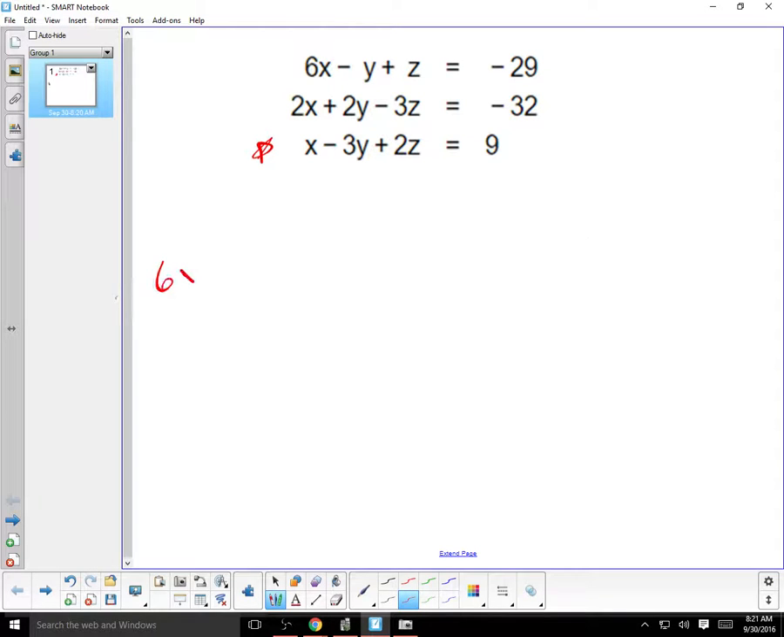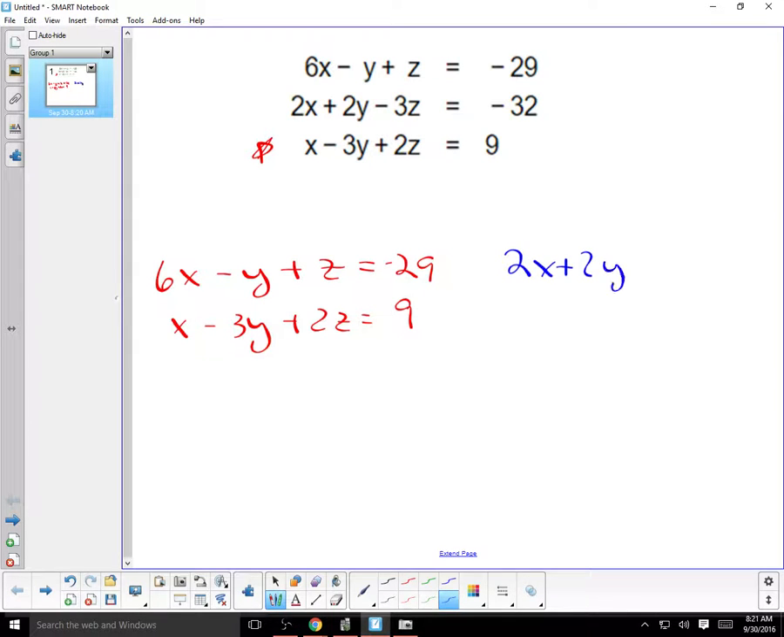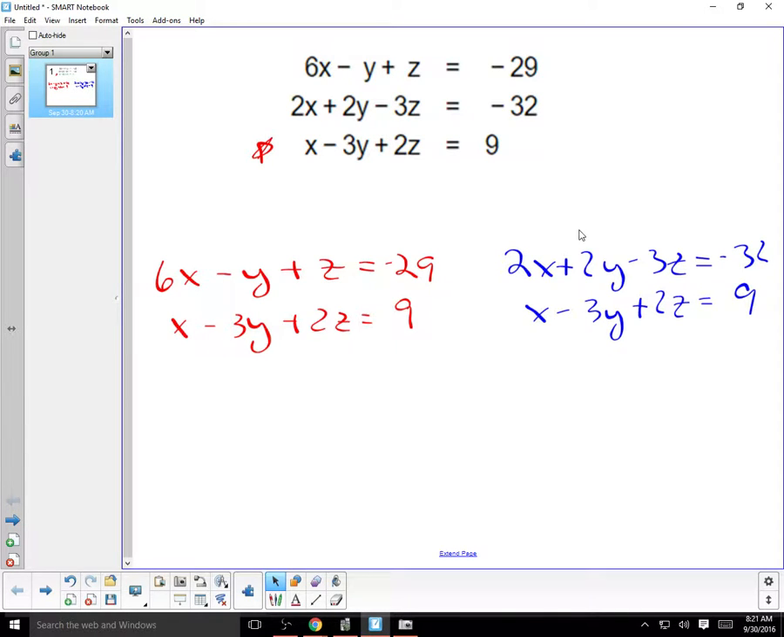So I'm going to go 6x minus y plus z equals negative 29, and I'm going to pair it up with x minus 3y plus 2z is equal to 9. And then I'm going to take the second equation, 2x plus 2y minus 3z equals negative 32, and I'm going to pair it up with that one I said I was going to use twice: x minus 3y plus 2z is 9. So nothing fancy yet, right? Simple enough?